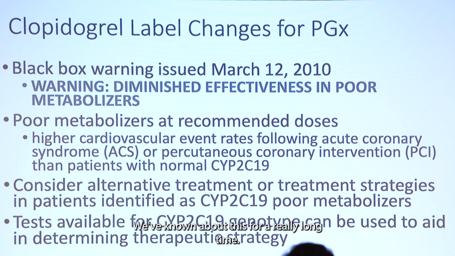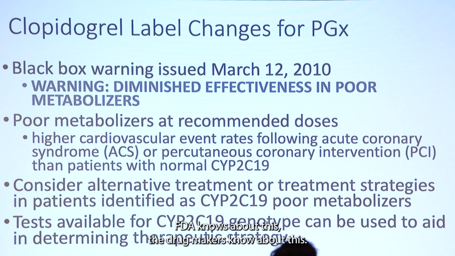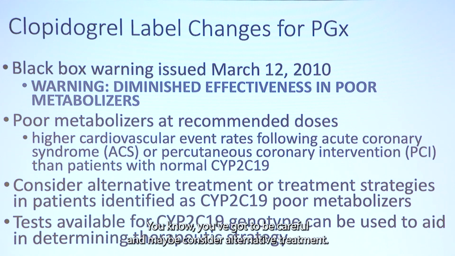We've known about this for a really long time. FDA knows about this, the drug makers know about this, everybody knows about this. Back in 2010, so it's 13 years ago now, there was a black box warning put on this medication, and it says it doesn't work as well in poor metabolizers. Okay, and they say things like, a recommended dose, you've got to be careful and maybe consider alternative treatment.